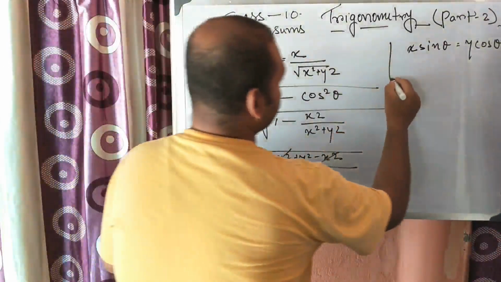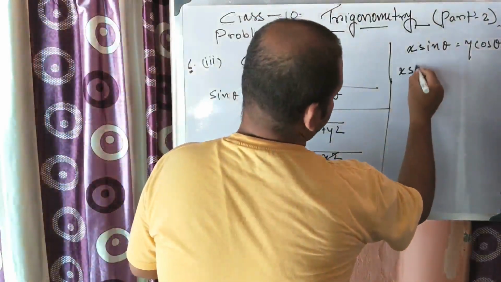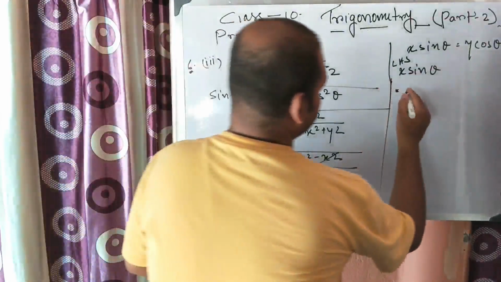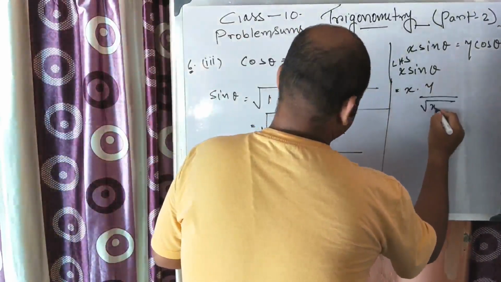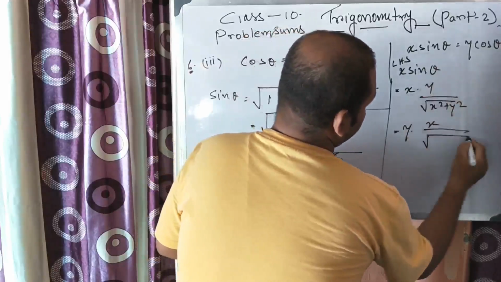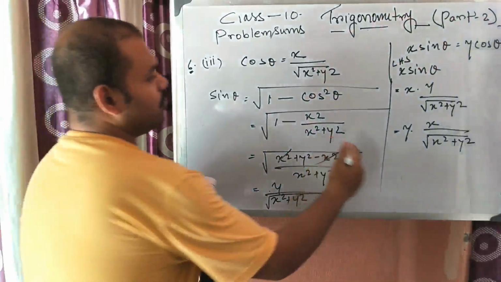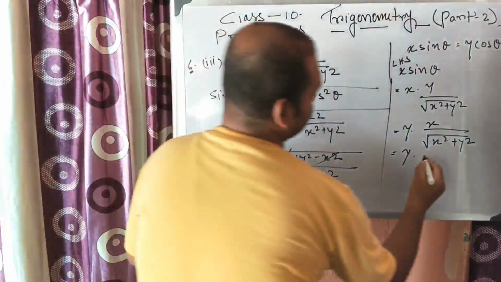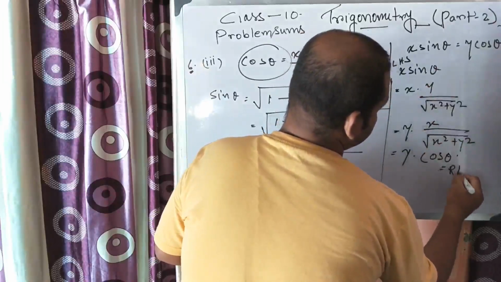Now, what is the value of x sin theta? On the LHS, x sin theta, put the value of sin theta, y by root over x square plus y square. It can be written as y into x by root over x square plus y square, just like 2 into 5 can be written as 5 into 2. The value of x by root over x square plus y square is cos theta. So x sin theta equals y cos theta, equals RHS.